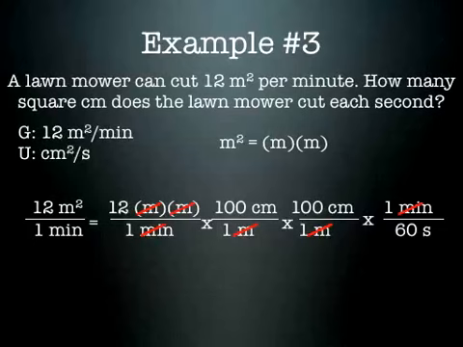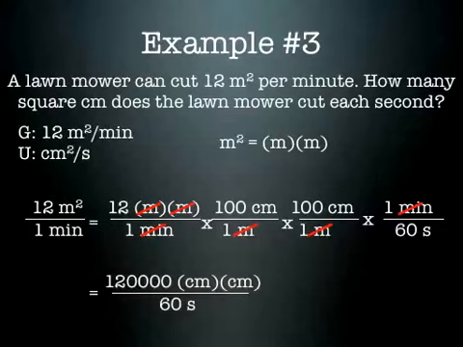So now all we need to do is multiply across the top, multiply across the bottom. And as I multiply across the top, it gives me 120,000 centimeters times centimeters divided by 60 seconds. Reducing that leaves me with 2,000 centimeters squared per second.